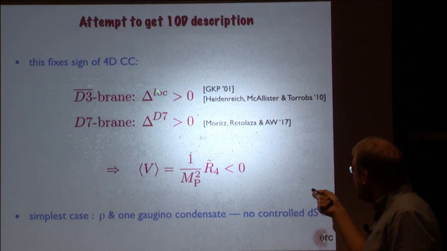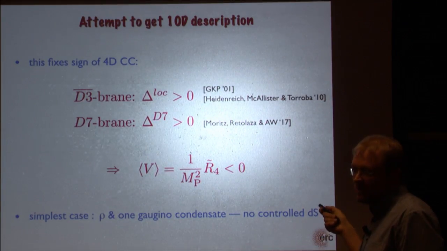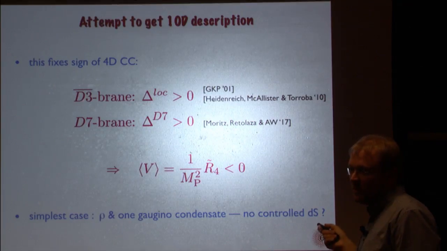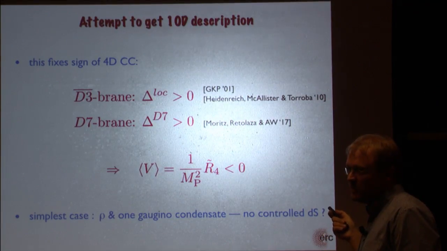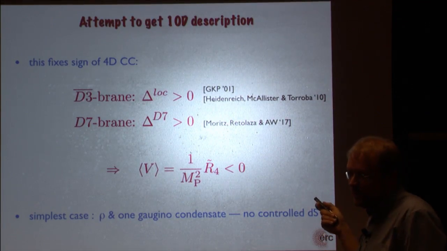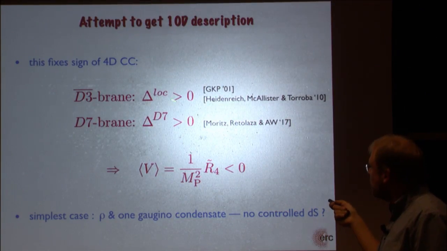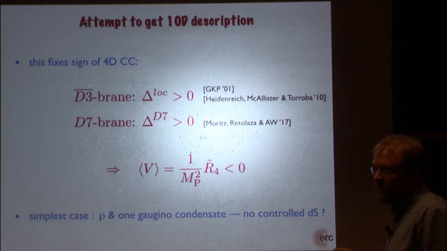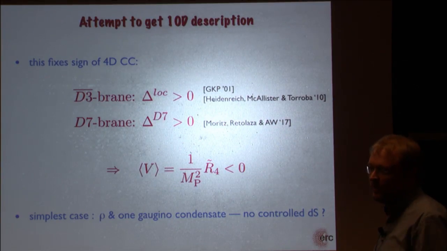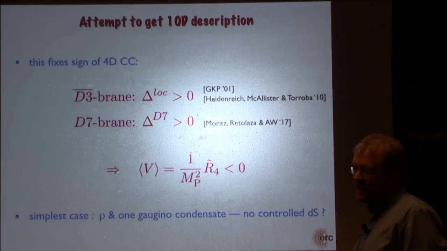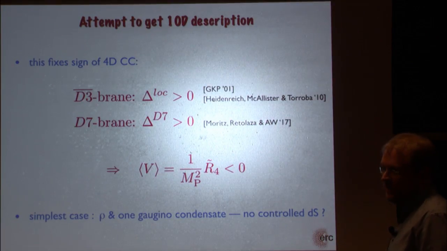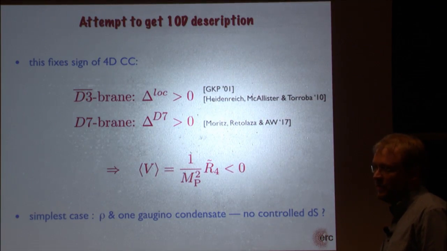Yeah, but this formula is already in the Giddings-Kachru-Polchinski paper for anti-D3s. They make the same statement. That's not something that we invented. The delta log is positive, and therefore, if you bring all the deltas to the right-hand side of R4 equals, then it contributes negatively to R4. So then there was no need for using Martucci.